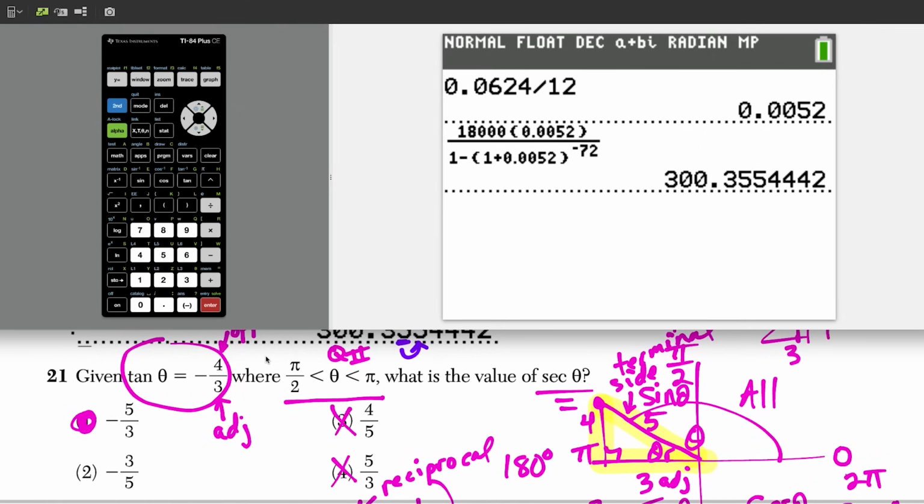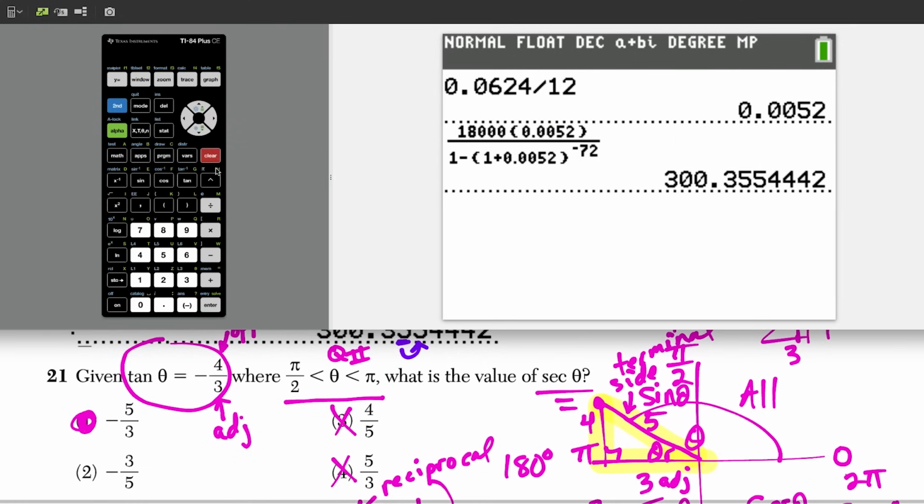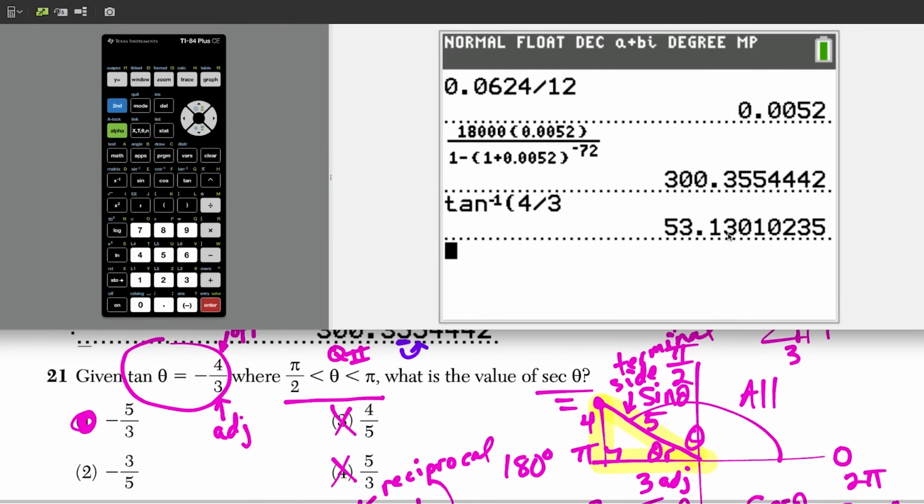We could also use technology here to help us, and just know that we would have to switch back and forth between radians and degrees to use this trick. So when I have to graph a trig function later on in the test, I have to be in radian mode. But when I want to just check things, I could be in degree mode like this. So I'm going to go over to degree mode, and I'm going to do tangent inverse of just 4 over 3. And what this is going to tell us is that our reference angle is 53.13 degrees.